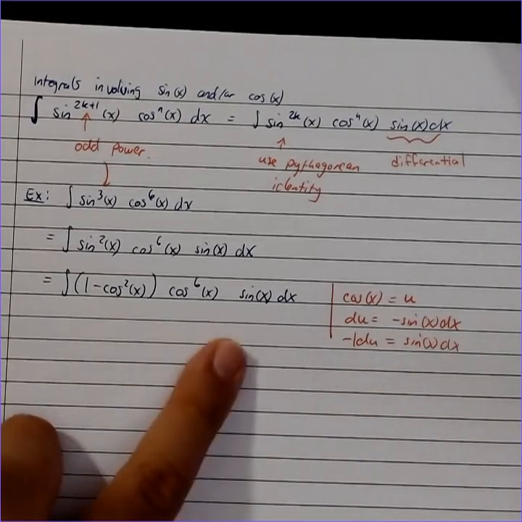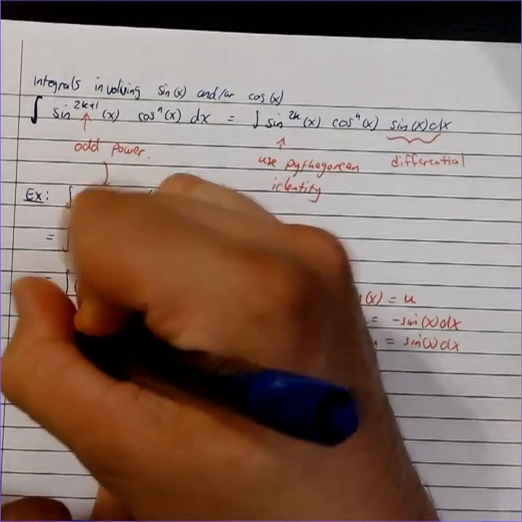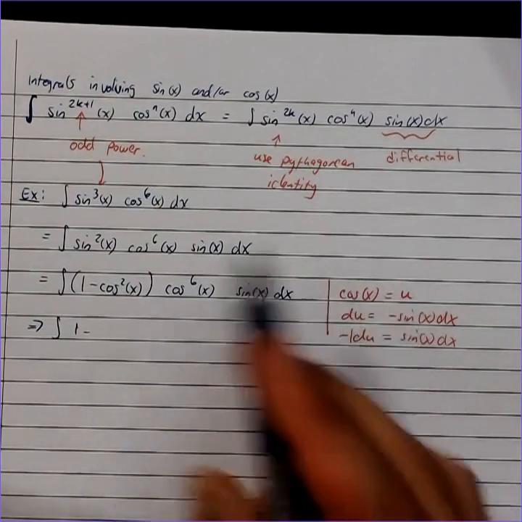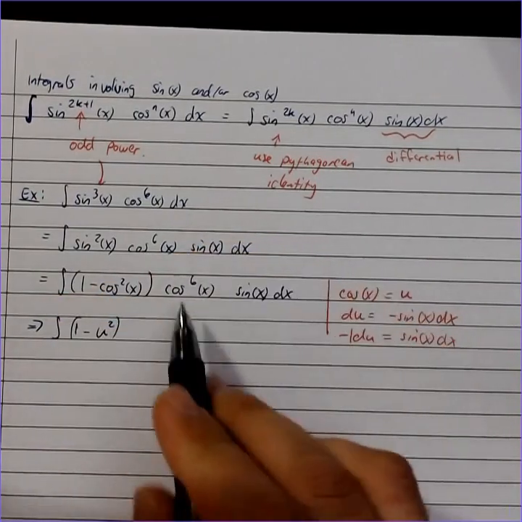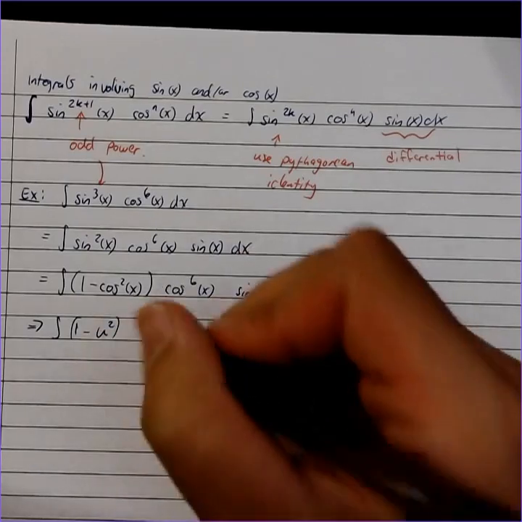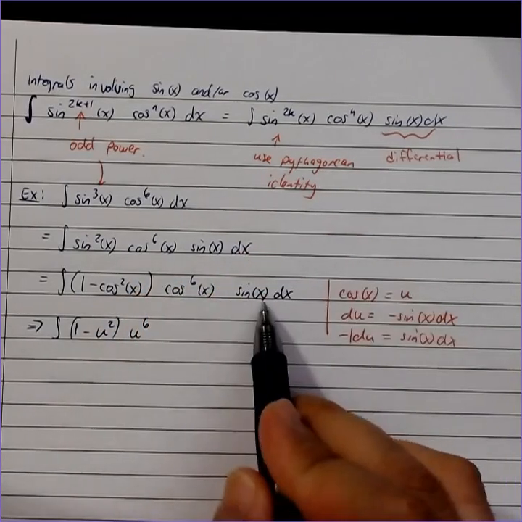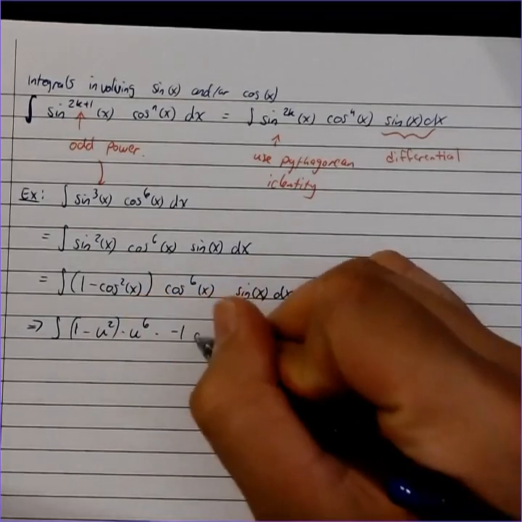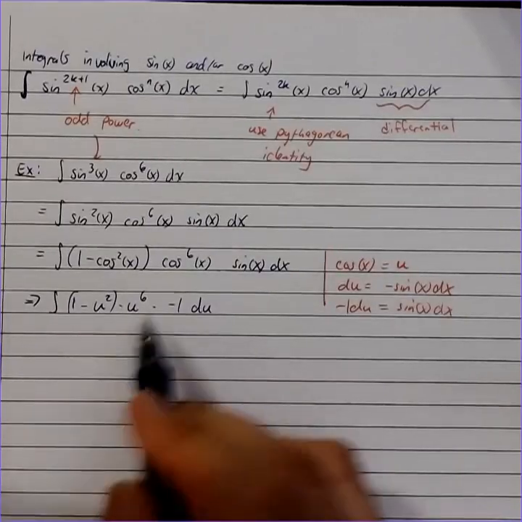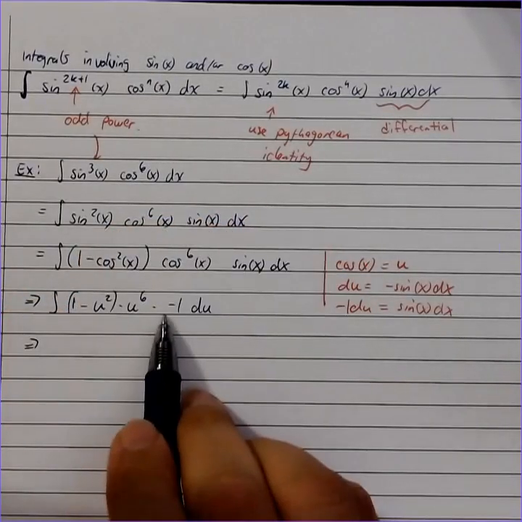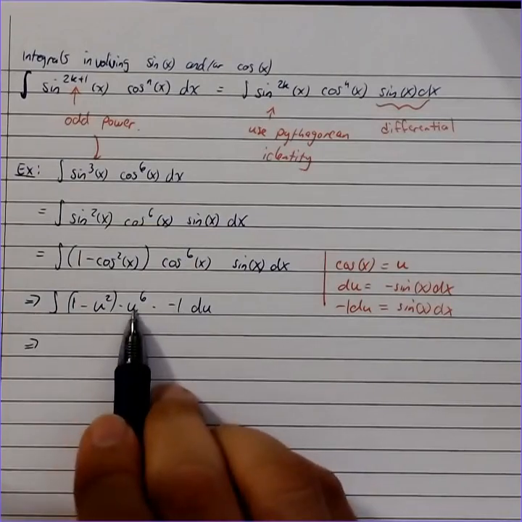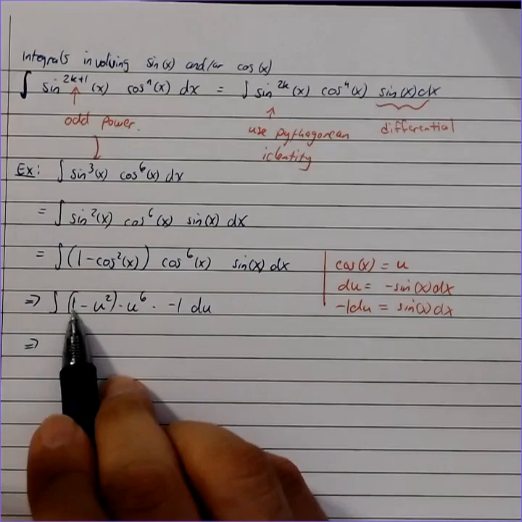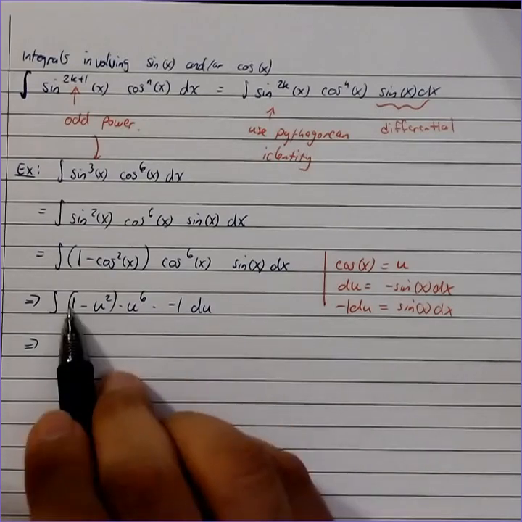And so now this can be written using a substitution. Integral of 1 minus, instead of saying cosine squared of x, we just say u squared. Cosine to the sixth of x, we can just say u to the sixth. And here sine of x dx is -1 du. We can go ahead and distribute that out, make things nice. Here, that's going to be -1 times u to the sixth times 1. Oh, that's negative u to the sixth.